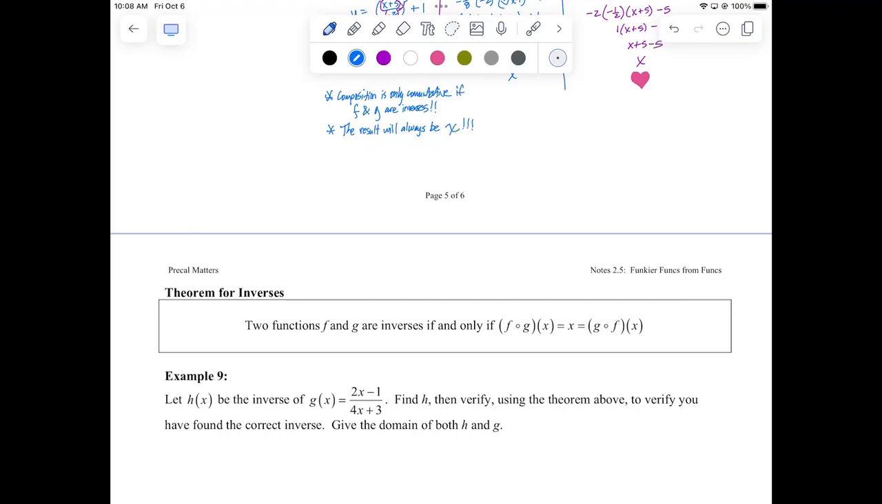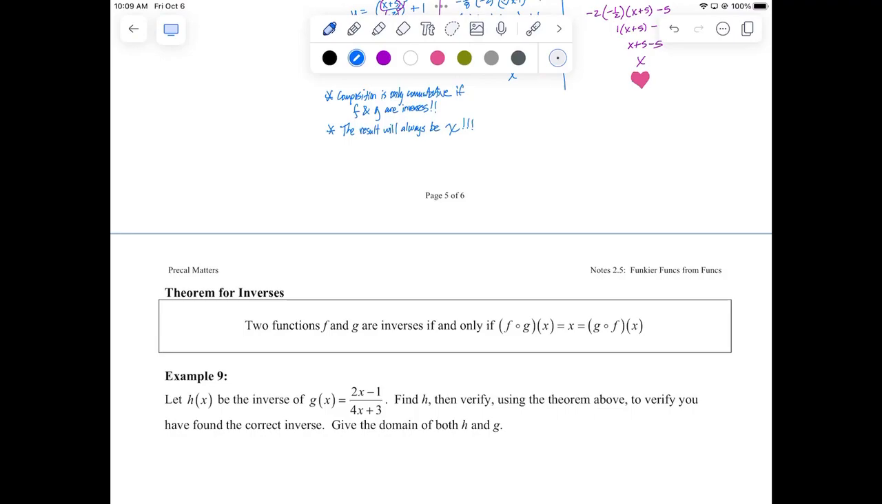This is called the theorem for inverses. Two functions f and g are inverses if and only if f of g of x equals x, which also equals g of f of x. Okay? The order doesn't matter. When you compose them in any order, you get the same thing, and not only do you get the same thing, you always get x.